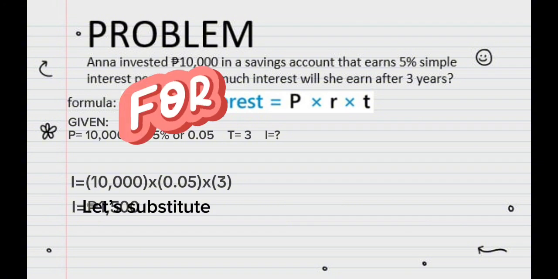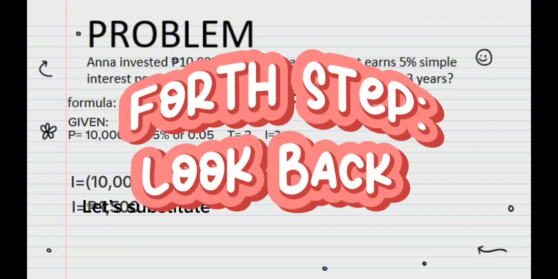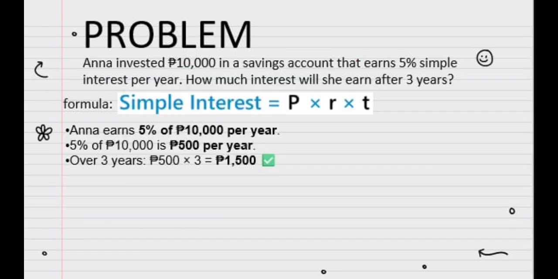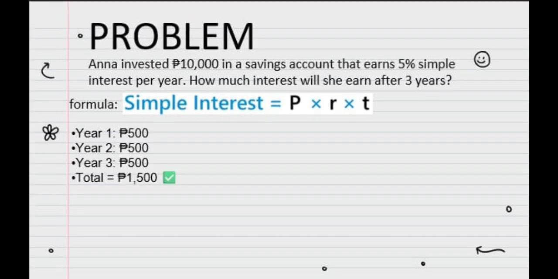And for the last step, take a look back to make sure everything is correct. This will explain our final answer. Anna earns 5% of 10,000 per year. 5% of 10,000 is 500 per year. So over 3 years, 500 times 3 is 1,500.